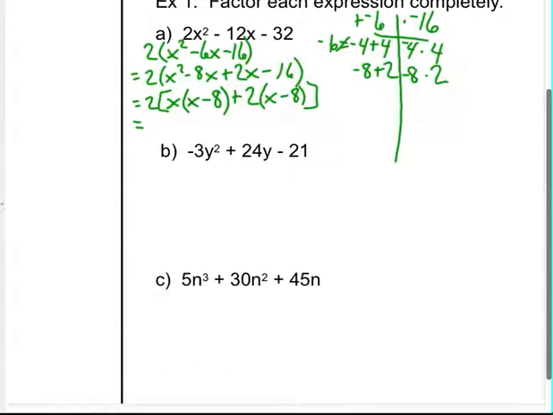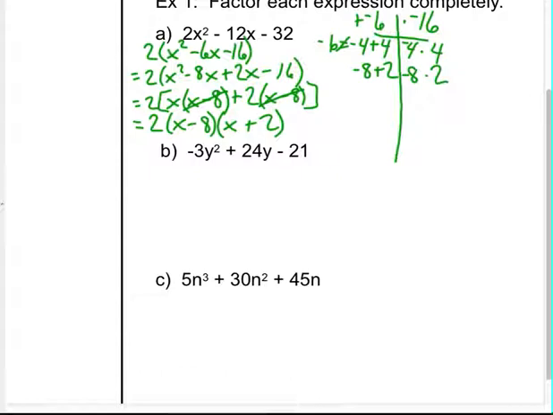And then looking inside the brackets, I notice I have a common factor of x minus 8. So I keep my GCF, I factor out my x minus 8. From the first term, I'm left with an x. And from my second term, I'm left with a plus 2. So that's our final factored form. We'll just see a few more for some extra practice.